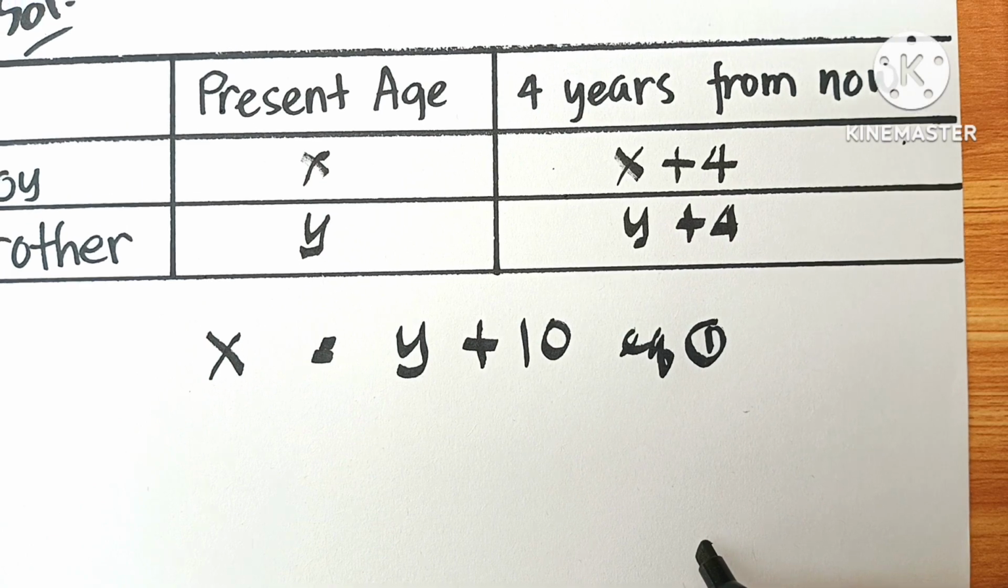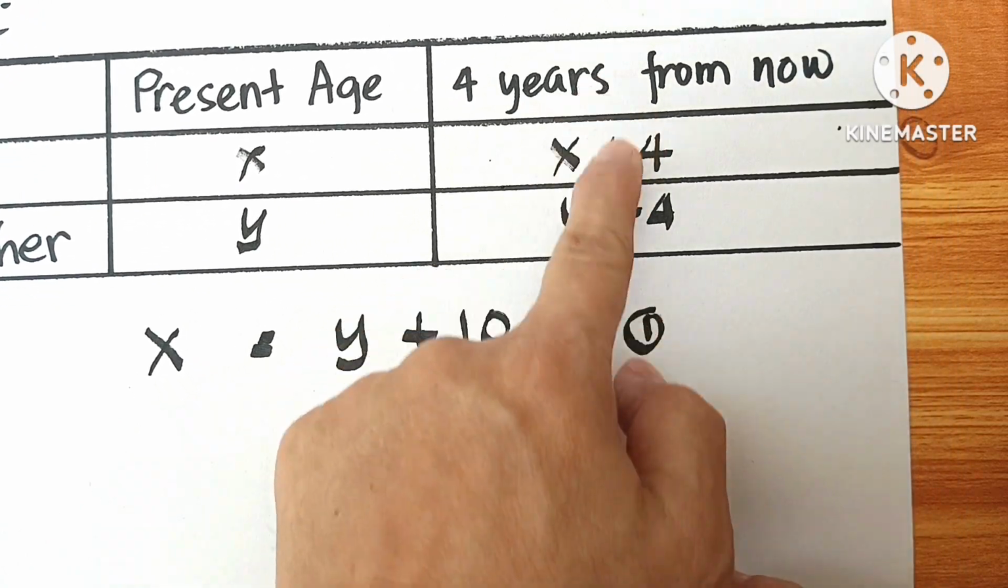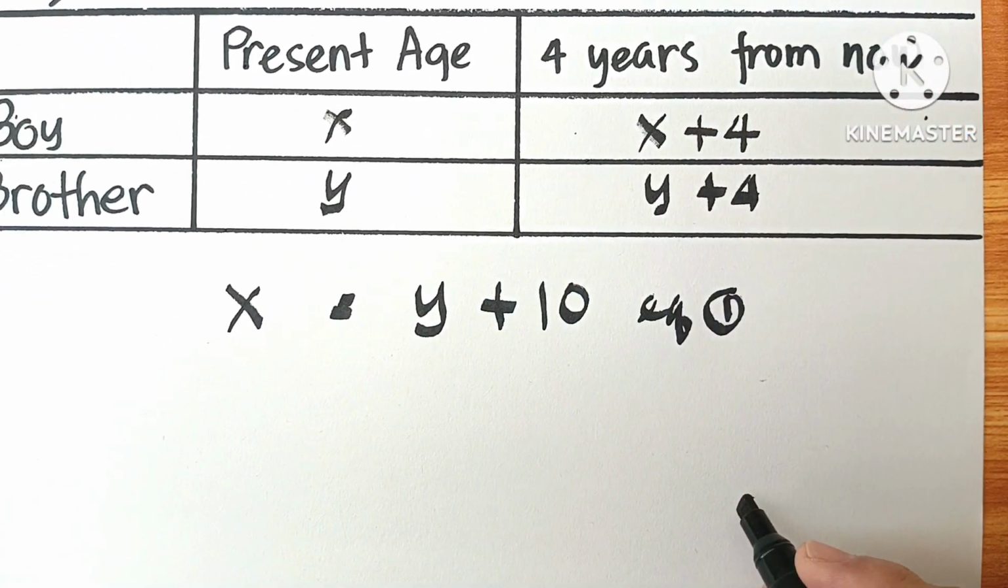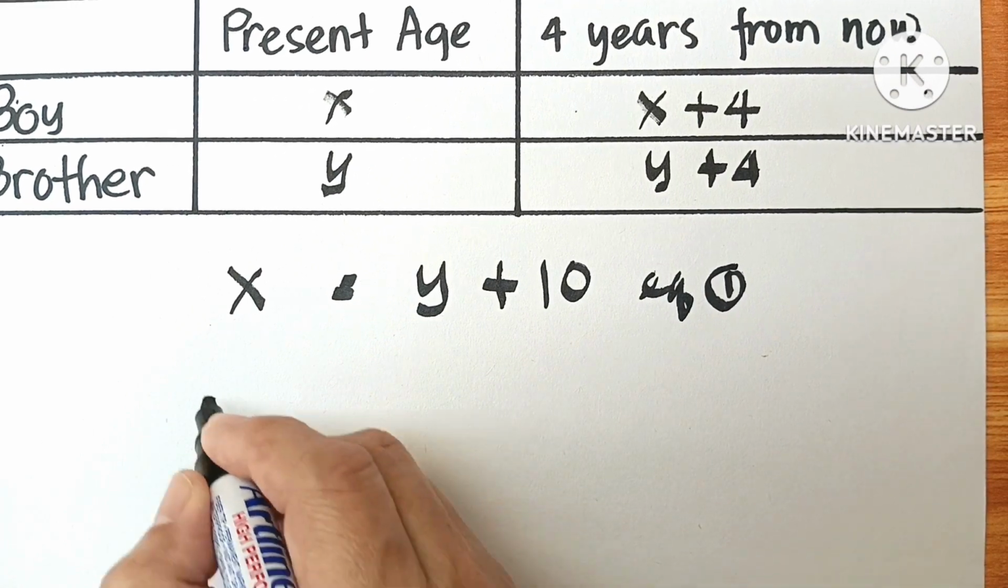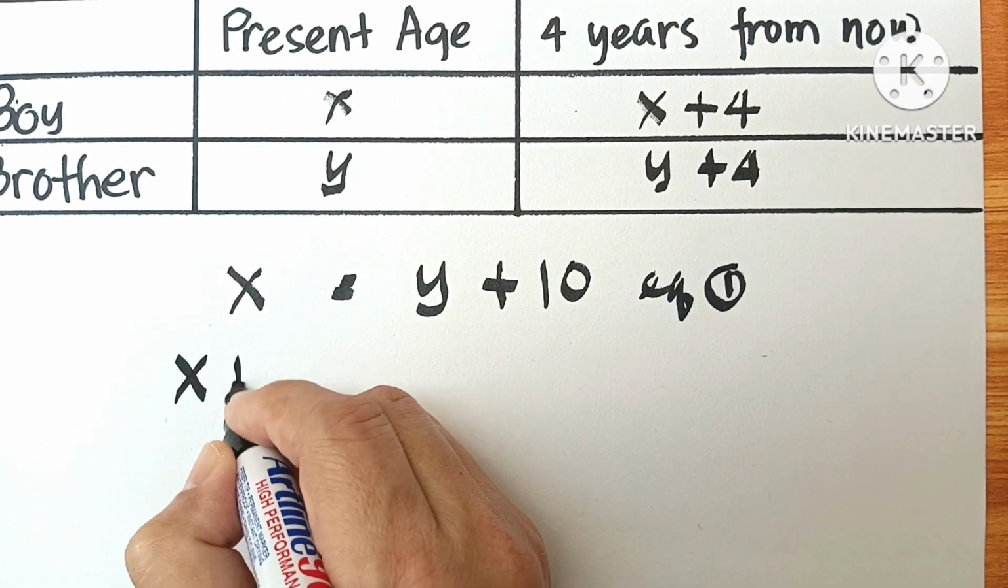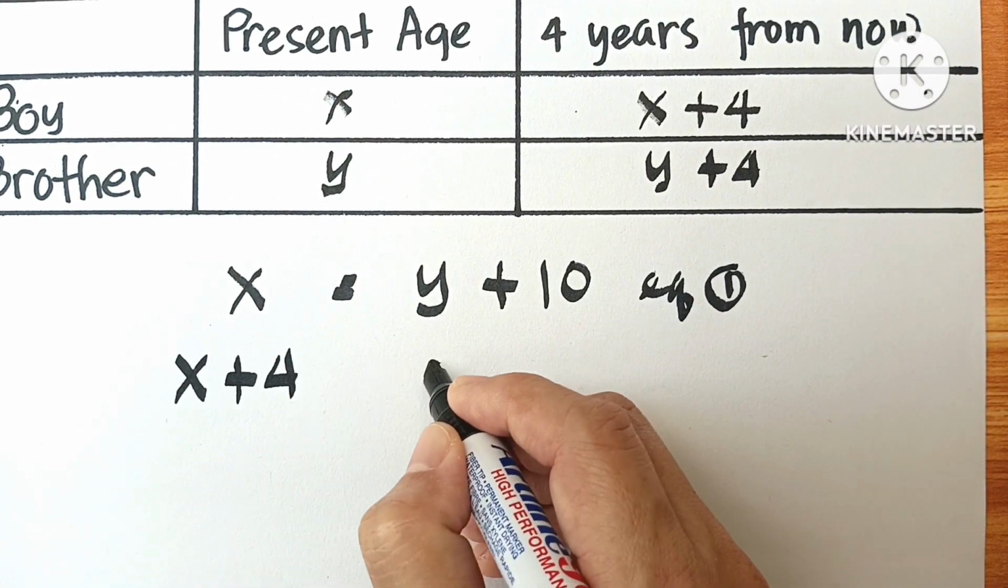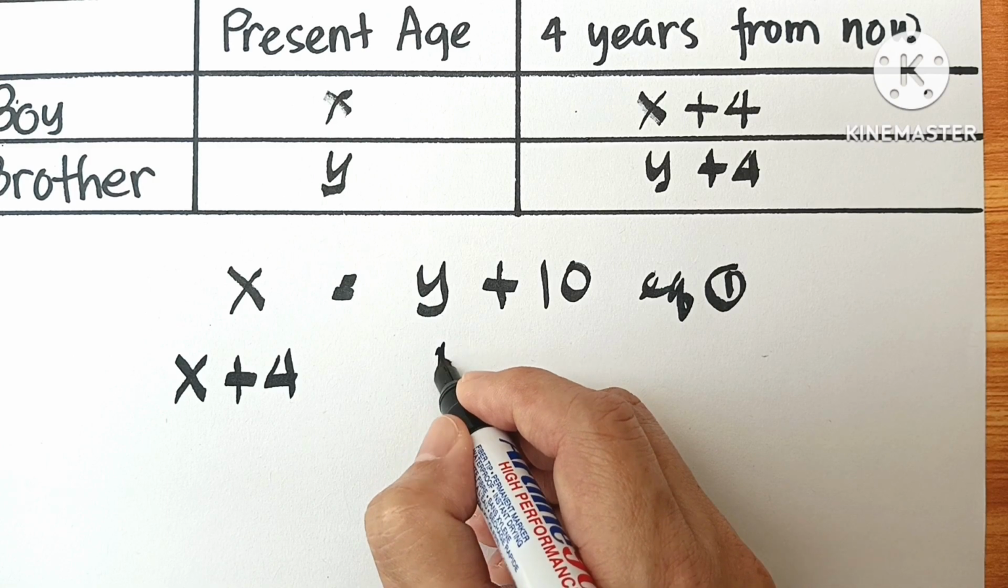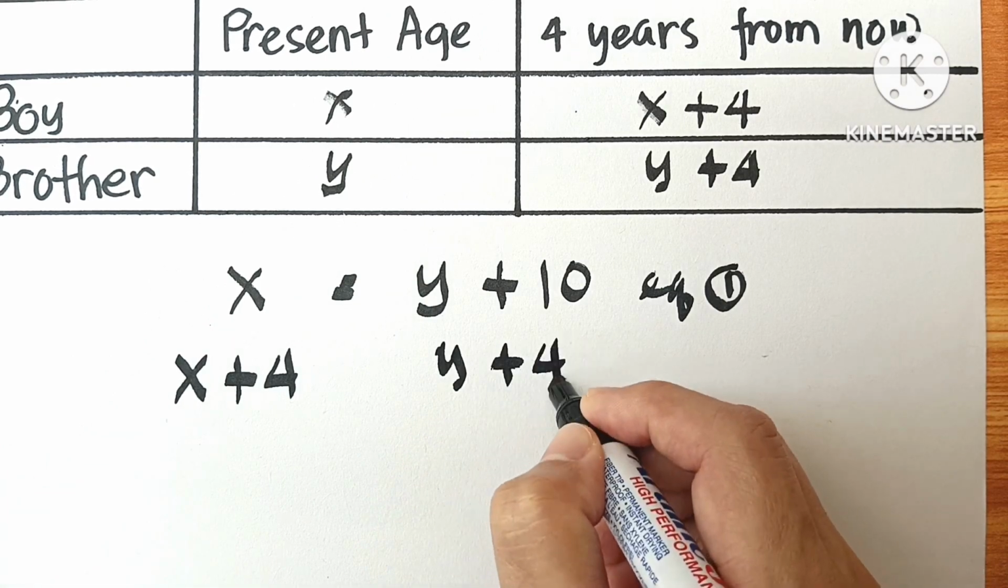So, doon tayo sa third column, no? Yung x plus 4 and y plus 4. Okay? Kasi yun ang binabanggit sa problem for the second statement. So, lagay muna natin x plus 4 and then y plus 4.